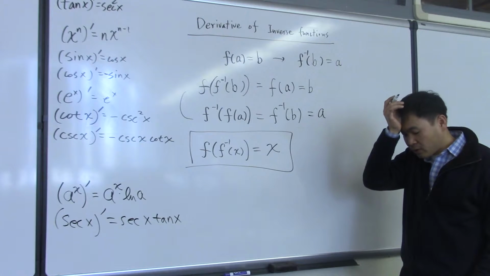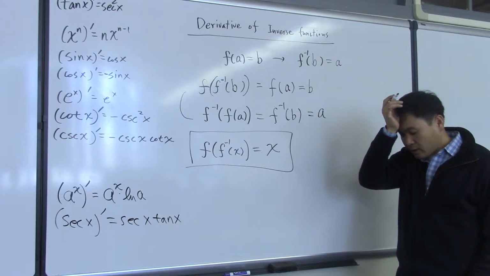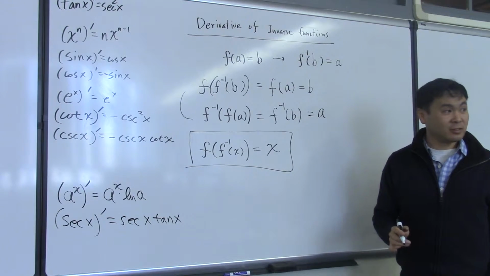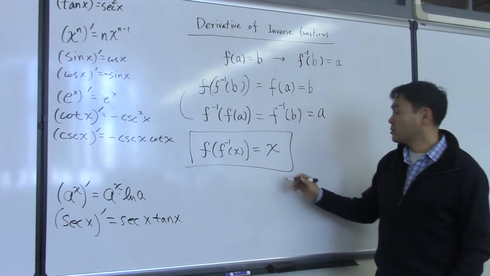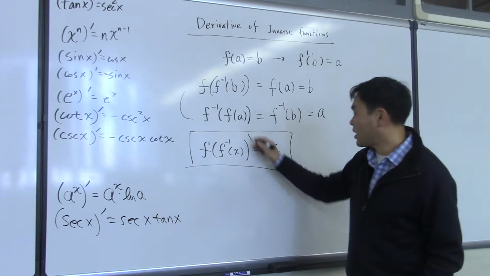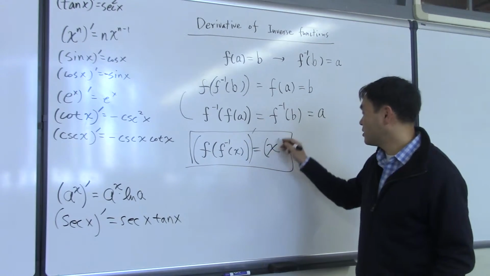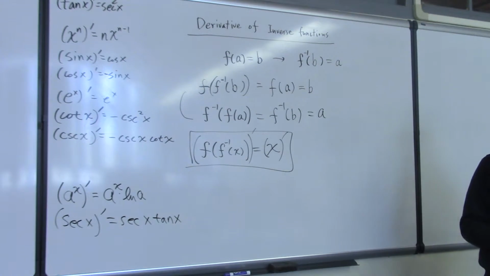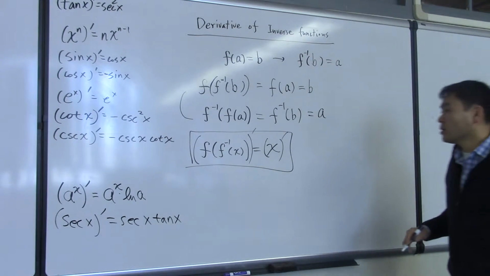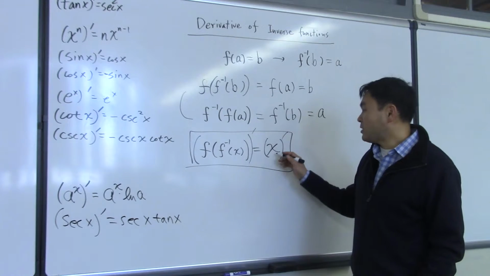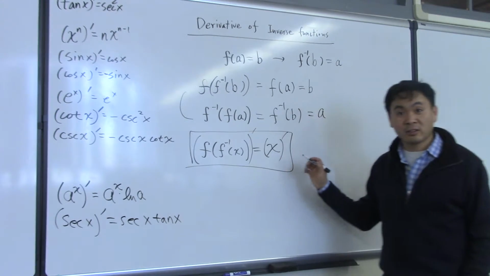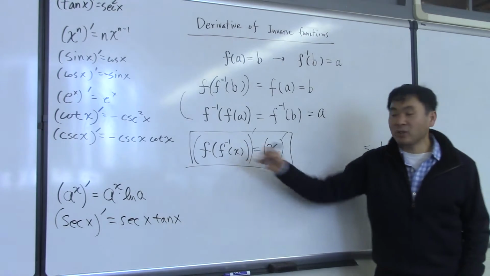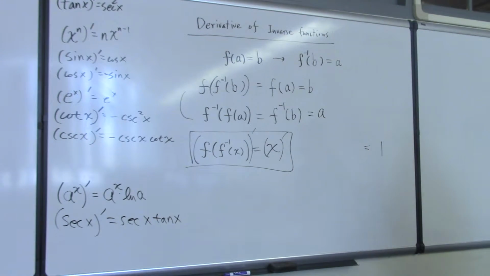So the first thing I want to do is I will differentiate both sides. Okay, and let's see what we do. Differentiate the left side, differentiate the right side, and they should still be equal. On the right side, it's easy. What do you get if you differentiate x? It's just 1, right? The left side, you have to use the chain rule, right?